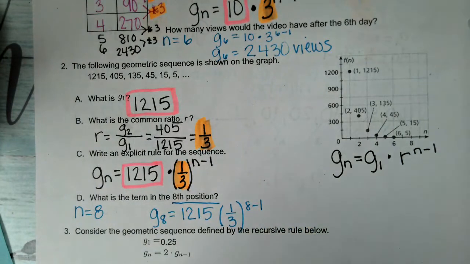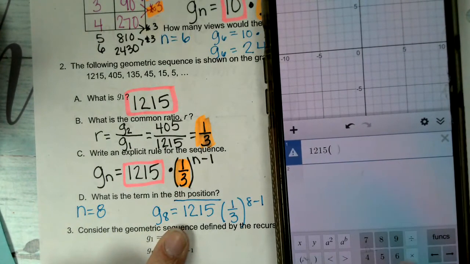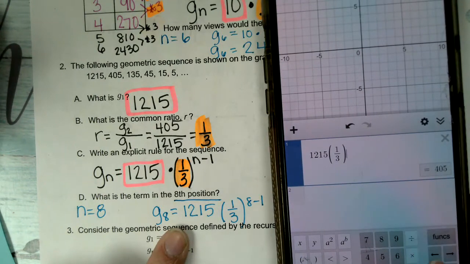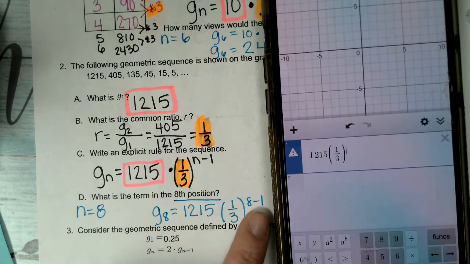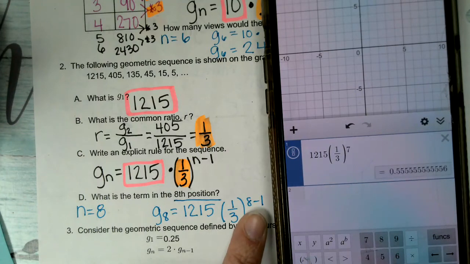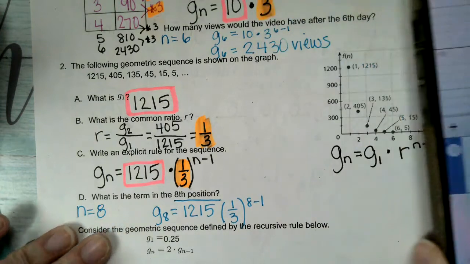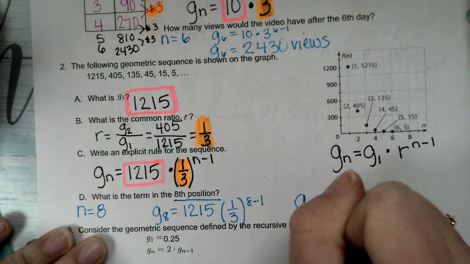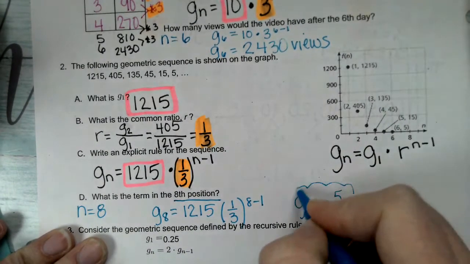Plugging it in Desmos, I'm going to show you how I do it. I have 1,215. I open my parentheses. I type 1/3. I click out so I can close my parenthesis. Now I'm going to click the AB button, and that gives me the exponent. And again, I can't type that in there, so just do it in your head. 8 minus 1 is 7, so I'm going to put a 7 there. That gives me 0.5 repeating. That's not an exact number. I want the fraction. So go ahead and push that fraction button, and that number is 5/9. So to write the answer, you would write G sub 8, because that means the 8th term, is 5/9. So this would be my answer to that question.